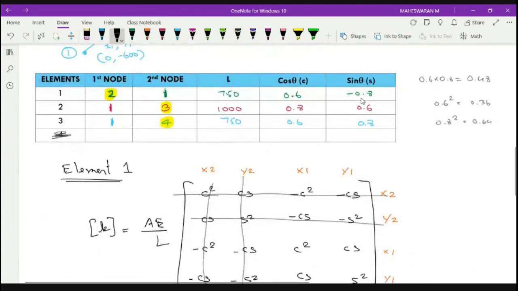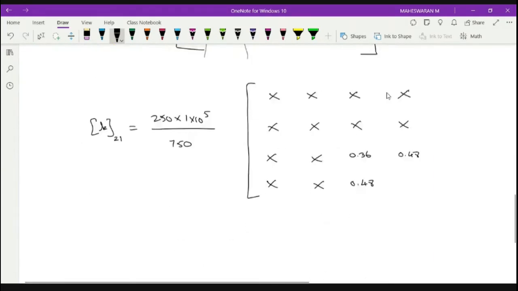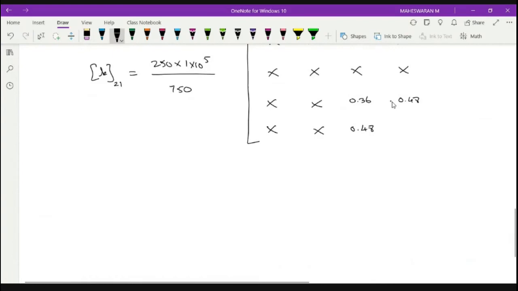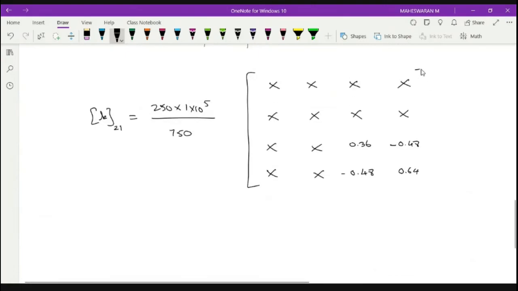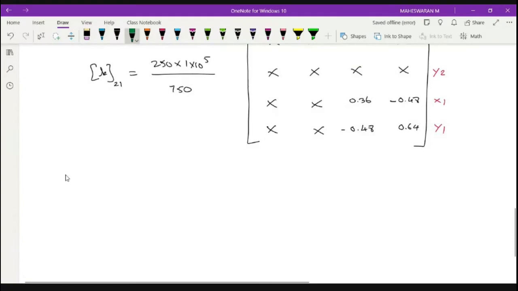And S square is 0.8 square, so 0.64. Sorry, I made a mistake. 0.6 into 0.8, but it is negative, so this will be minus. These two are minus, and this is 0.64. This is my matrix. The address is the same: x2, y2, x1, y1. Let me go for element 2.